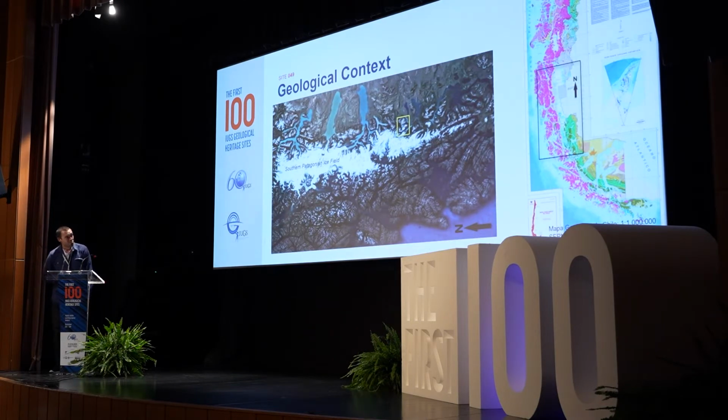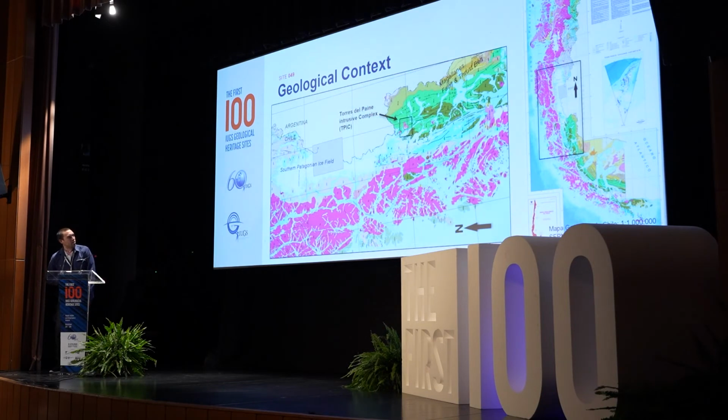Here is a satellite image of the area, where we can see the southern Patagonia ice field, which is the largest ice mass in the world outside the poles. So it's a very huge ice mass. And here is Torres del Paine, located very close to the southern Patagonia ice field. And this is a geological map of the area. We can see that it's very close to the border between Chile and Argentina.